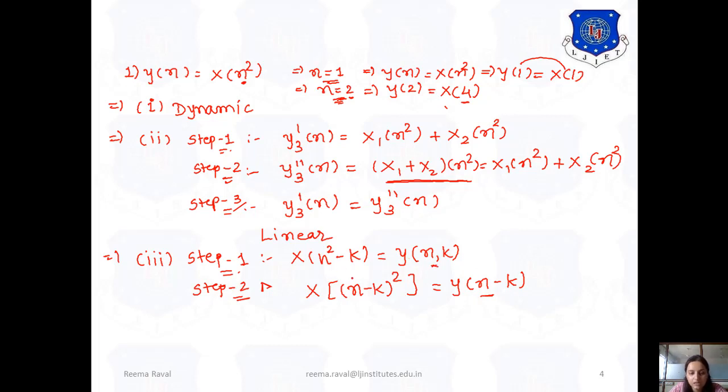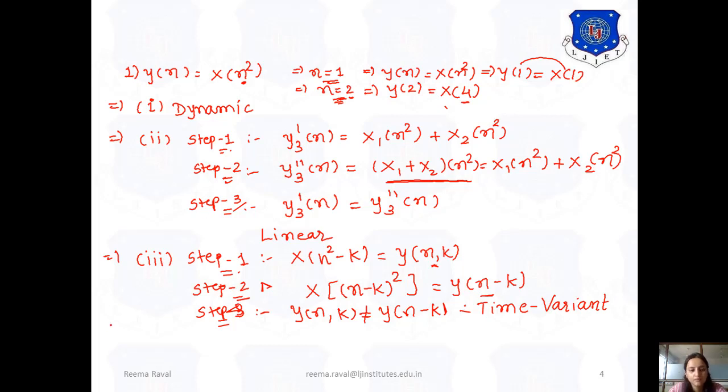Now, as you can see, these both are not equal, because this will give us what? x of n square minus 2k plus k square, and this is x of n square minus k only. So as you can see, these both are not equal. So step 3 will be y of n comma k does not equal y of n minus k. So the system will be time variant. So this is the time variant system.